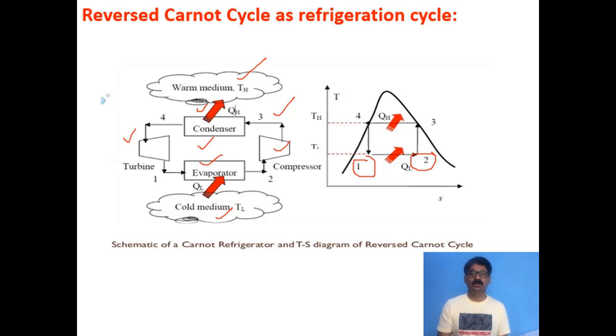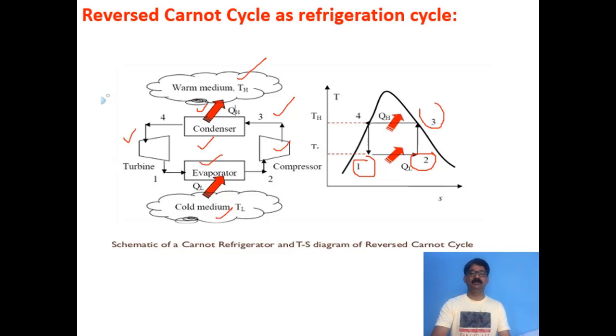And similarly 1 to 2, you can see it is a constant temperature phase change process, because points 1 and 2 are in the two phase region in the property diagram. So during the two phase region, when there is phase change, both the temperature and pressure remain the same. So that all of you know.